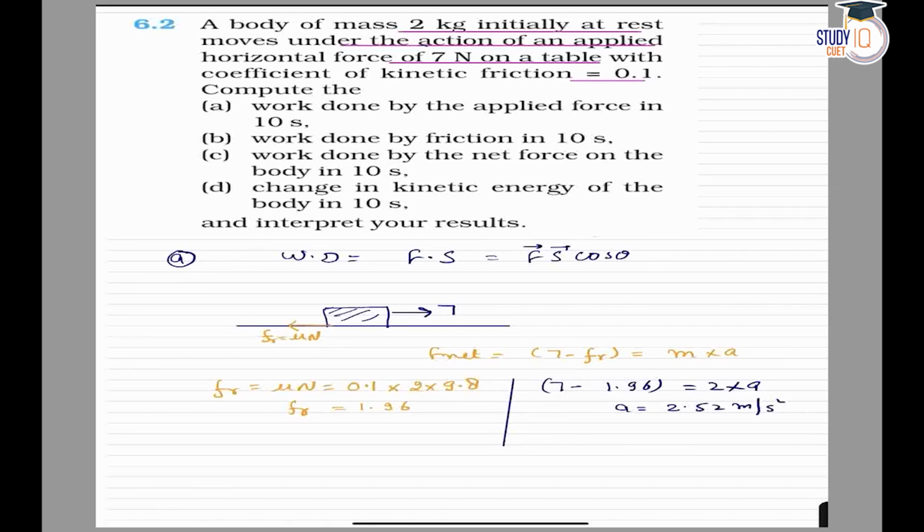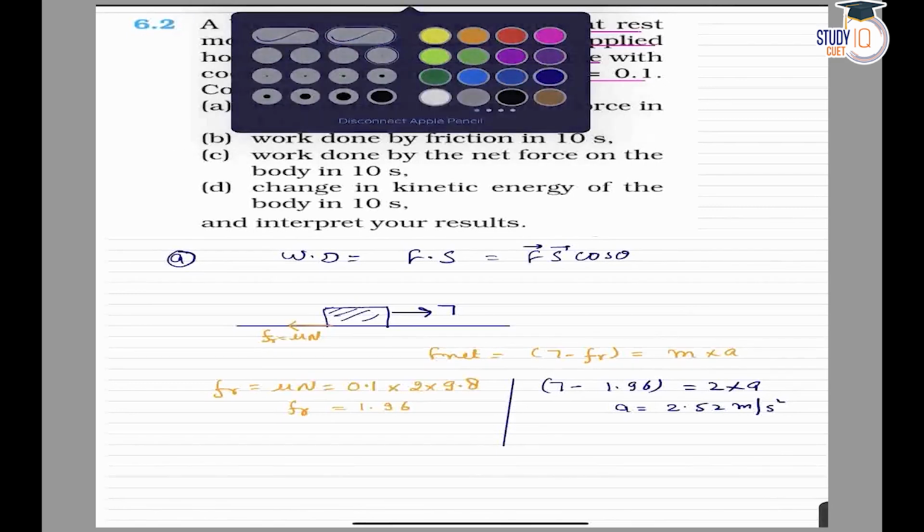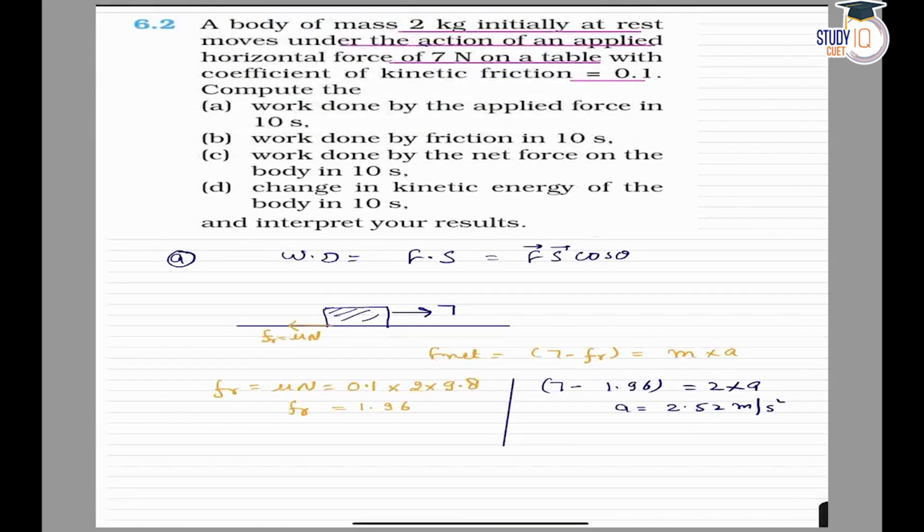Once we have the acceleration, we can find the displacement. Acceleration is constant, so we can apply the equation of motion, S equal to ut plus half at square. Initially the particle is at rest, so to find the displacement for 10 seconds, initial velocity is 0. Displacement is half into acceleration, 2.52, into t square, which is 10 whole square. On solving this, we get the displacement equal to 126 meter.